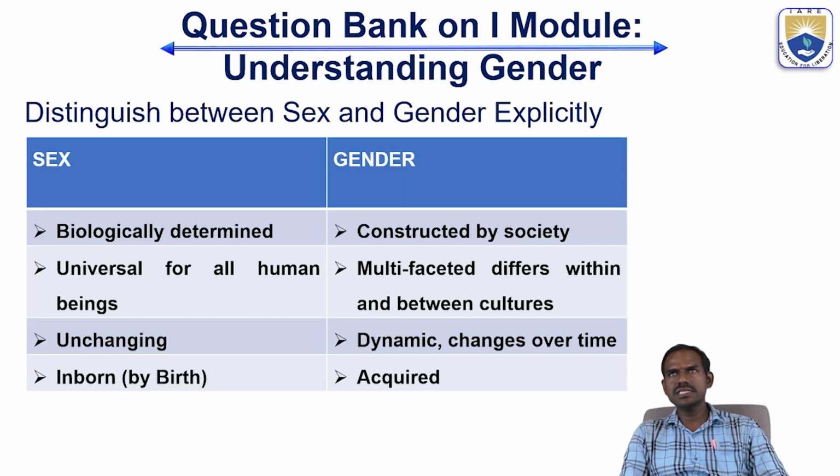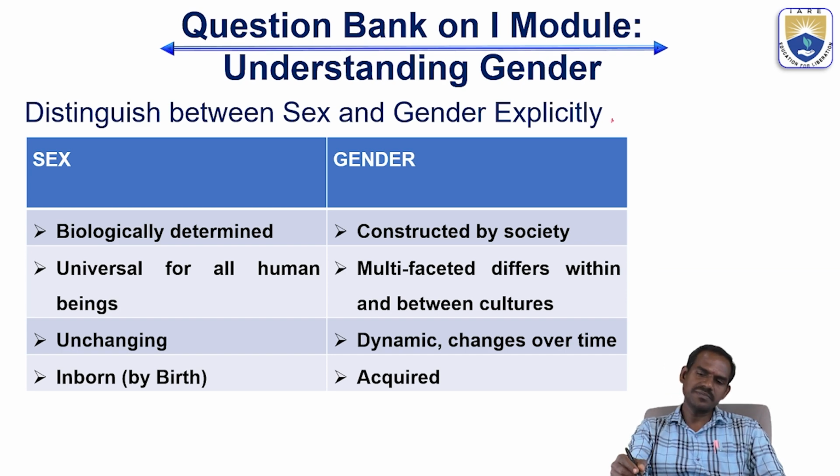Distinguish between sex and gender explicitly, which means distinguish between sex and gender clearly. You have to distinguish between these two terms in an explicit, clear manner. Let's see what is sex and what is gender. Sex is biologically determined. As I told, the chromosome pattern is different. Whereas gender is constructed by society and our culture.